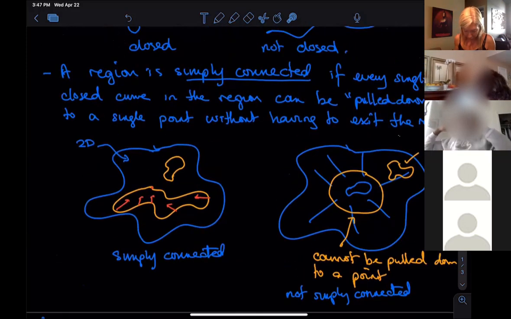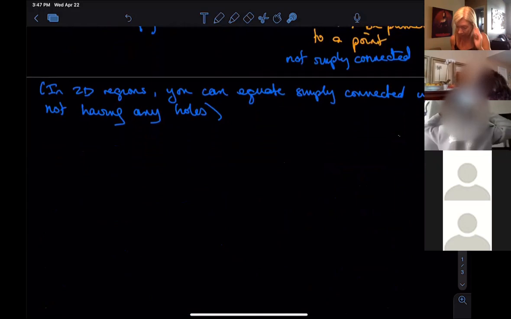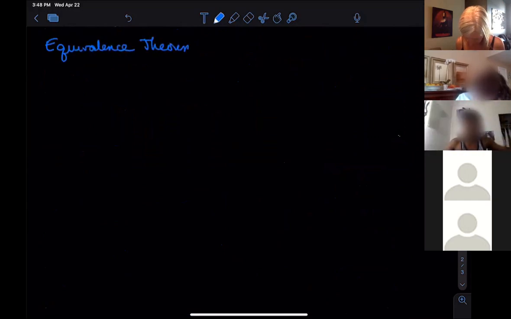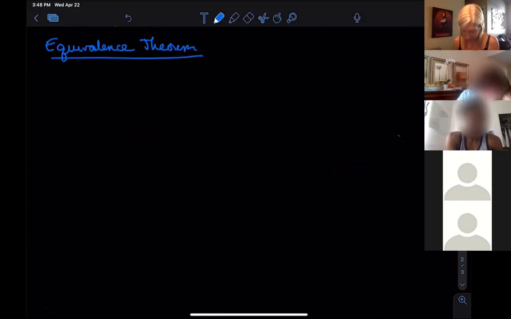These are just some definitions, and we'll get back to them in a second. In fact, we're going to get some of it right now. So this is a very important theorem called the equivalence theorem. And the equivalence theorem says the following are equivalent for a continuous vector field F.